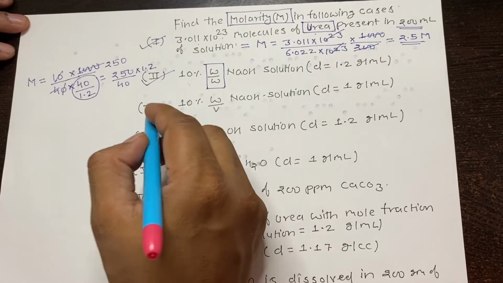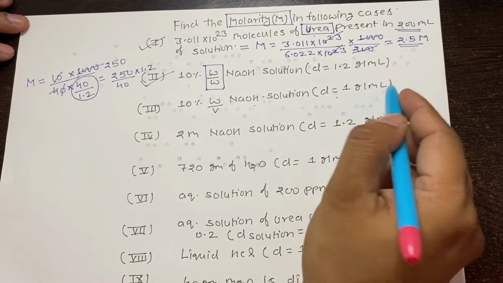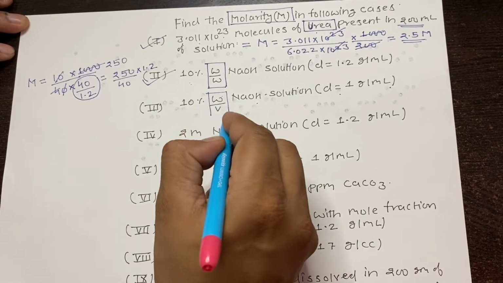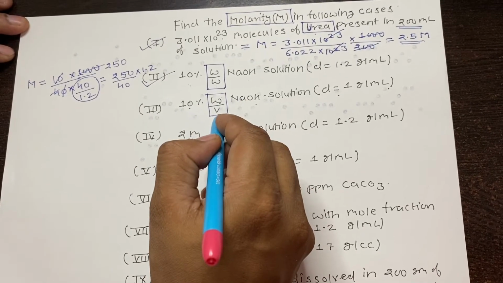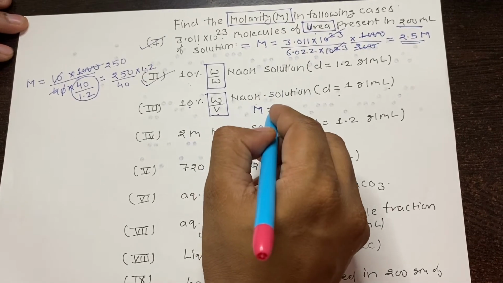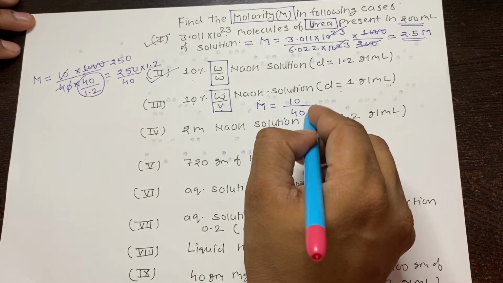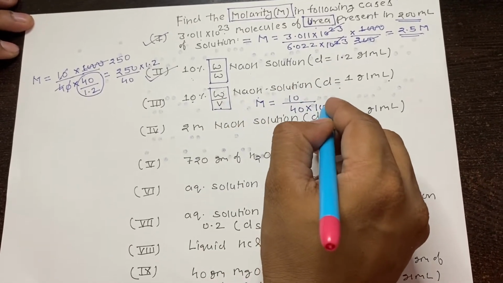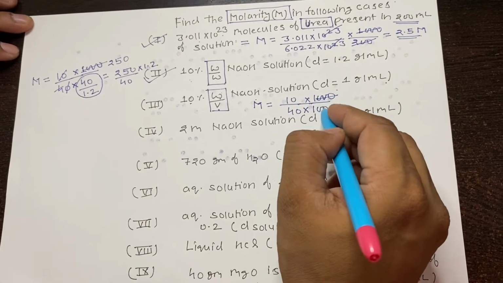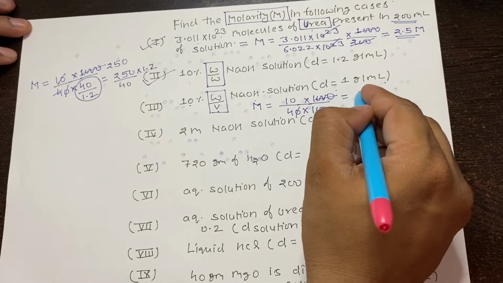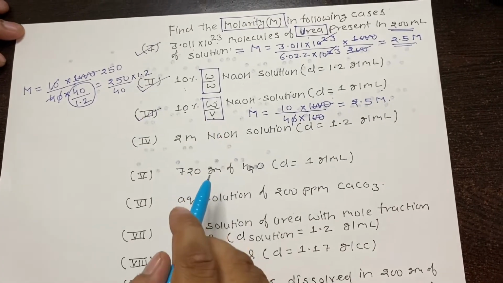On solving this, you will get the molarity of this solution. In the third case, 10% W by V NaOH solution of density 1 gram per ml is given. So we will decode this concentration term: 10 gram of NaOH will be present in 100 ml of solution. So molarity can be easily calculated. The moles of NaOH will be 10 by 40 present in 100 ml of solution, which will be 100 into 1000. So definitely the molarity will be equal to 2.5 M. This is the third part.